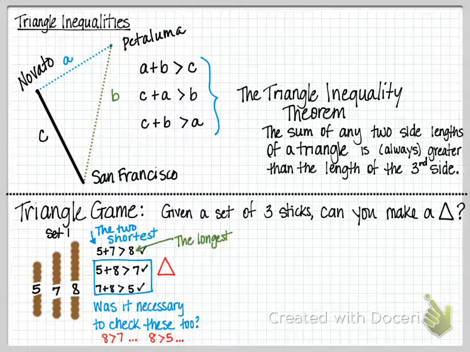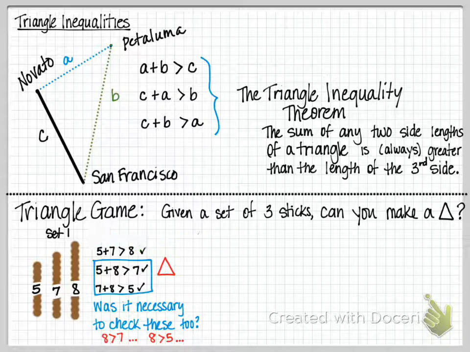What did we have to add together? We had to add together the two shortest sides to make sure that the sum of the two shortest sides is still greater than the longest side. So that's something to be thinking about for this game.